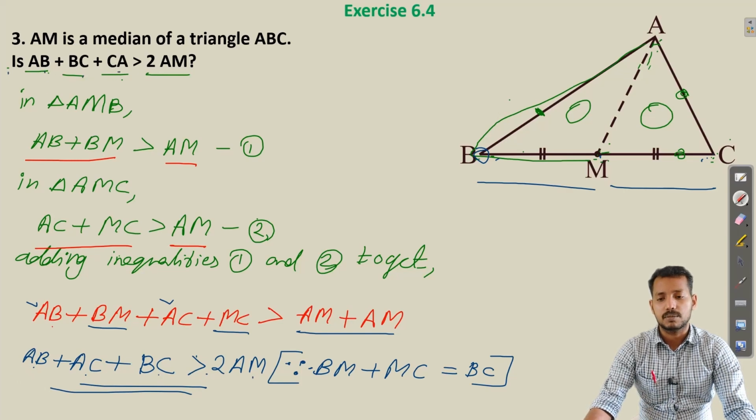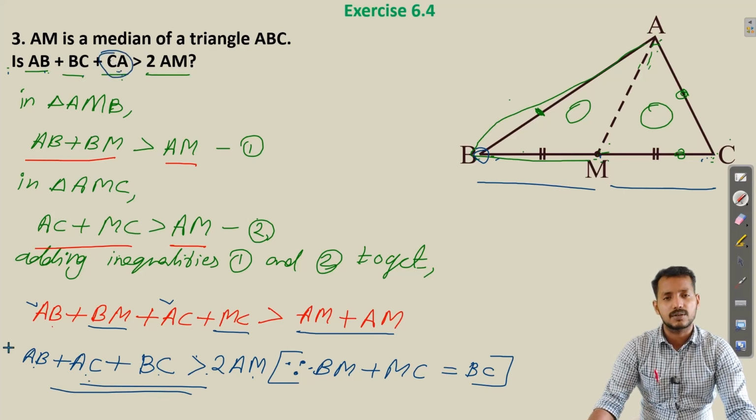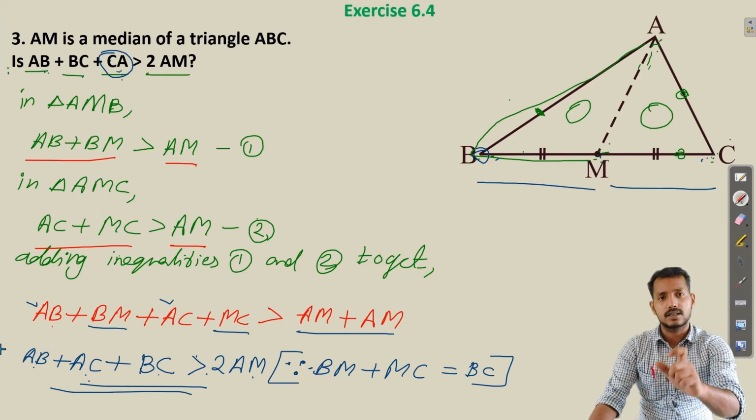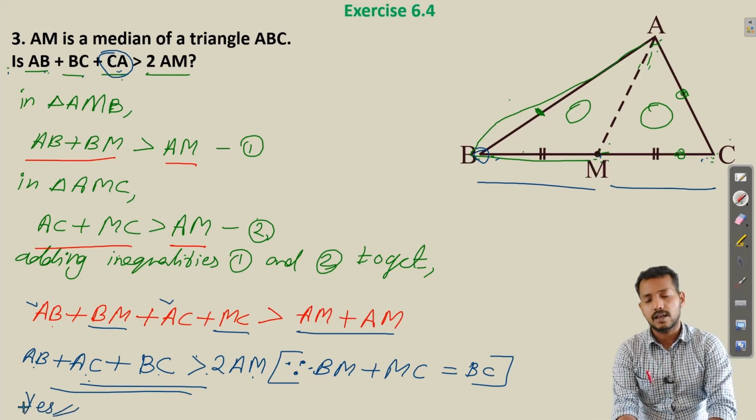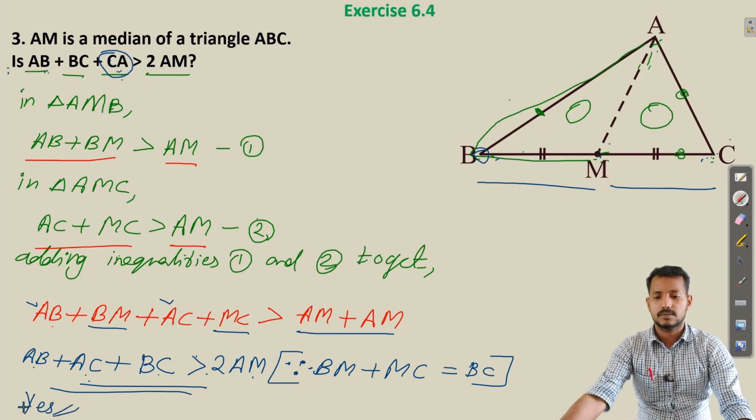AB plus BC plus AC. Am I right? AC we can also write as CA, no problem. Here it is given as CA, here it is given as AC, no problem, the side is the same. Okay, so yes, that is the answer. Now let's move to the next question.